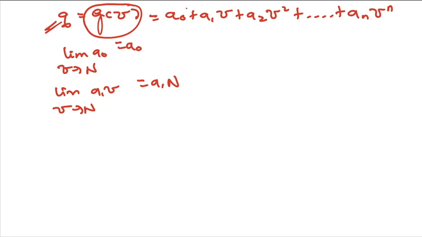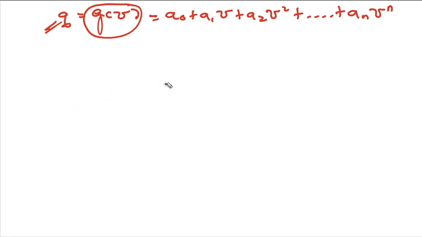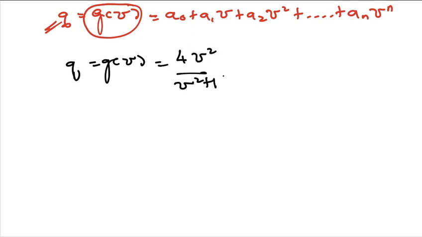Now, what about rational function? Remember rational function, let me erase this bit first, yeah? When we talk about rational function, it's a function with a ratio. Okay, so you have a numerator and denominator. So let's say I have q as a function of v, specifically we have 4v squared over v squared plus 1. Okay, can we say that this function is defined for all real numbers or not?